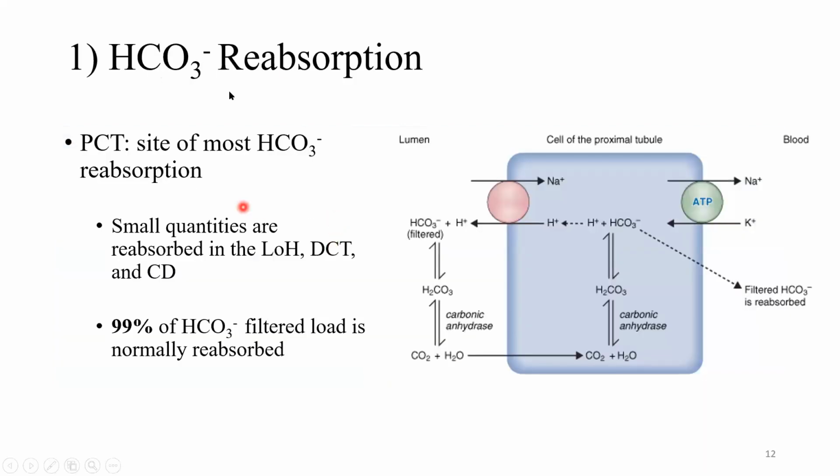Okay, so what happens in the kidney? Let's go in a bit more detail. We'll go one by one. So number one point was bicarbonate reabsorption, right? So this is a PCT cell. PCT is the site of the most bicarbonate reabsorption. However, it does get reabsorbed at the loop of Henle, DCT, and CD. As I mentioned, 99% of filtered bicarbonate normally should be reabsorbed.